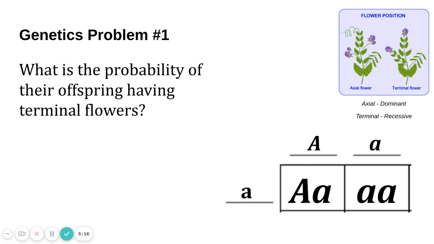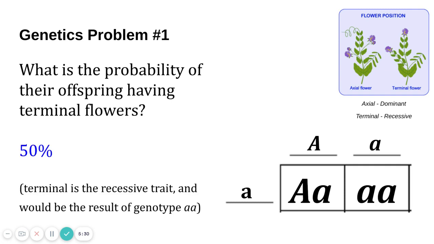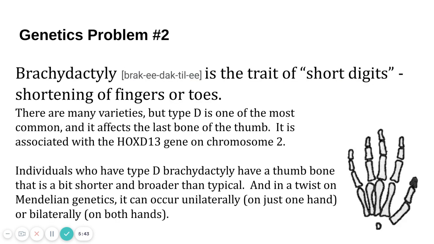What is the probability of their offspring having terminal flowers? For probability, we can express these as percentages or fractions. In this case, the phenotype terminal flowers came from this one genotype out of the two options. So probability is 1/2, 1 out of 2, or 50%. Terminal being the recessive trait, it is the result of the genotype little a, little a. That's the end of genetics problem number 1.